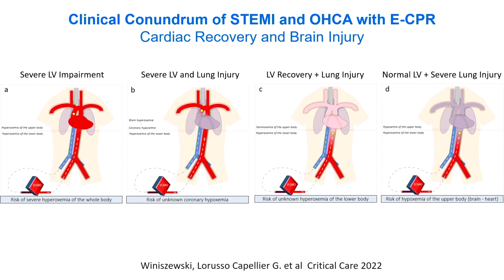But in the second column, you're looking at a patient who has severe LV and lung injury. That's your out-of-hospital cardiac arrest patient. The CPR, the bilateral pulmonary edema, the aspiration during the arrest, all of that leads to lung injury in the presence of cardiac injury. Now, what happens is, over time, you may start to get LV recovery, but have persistent lung injury. And what happens in that case now is you're ejecting more and more deoxygenated blood towards the brain.